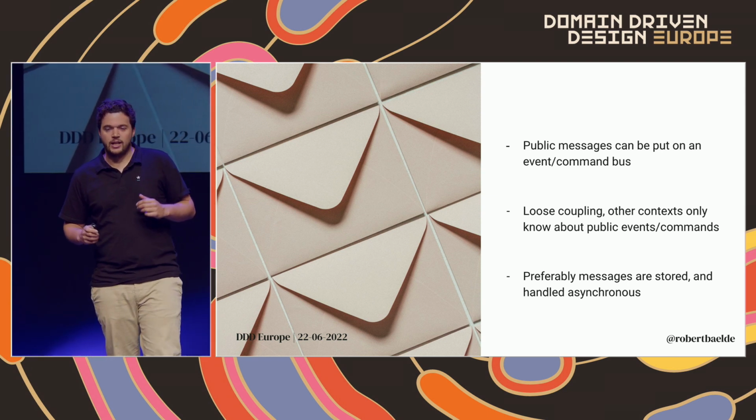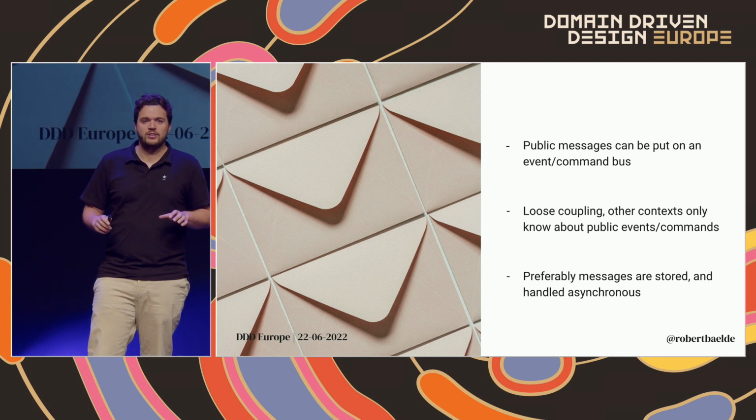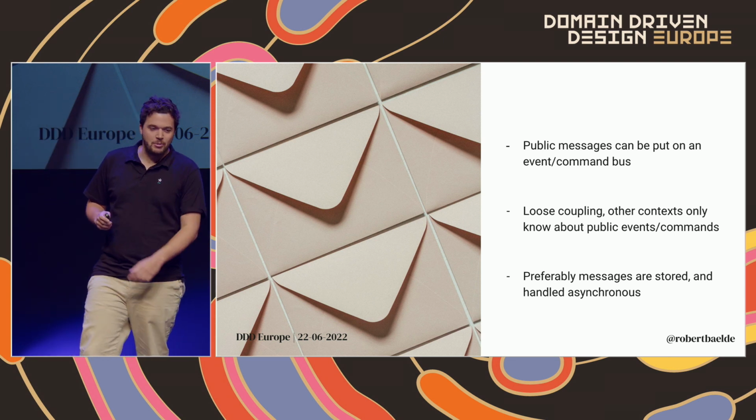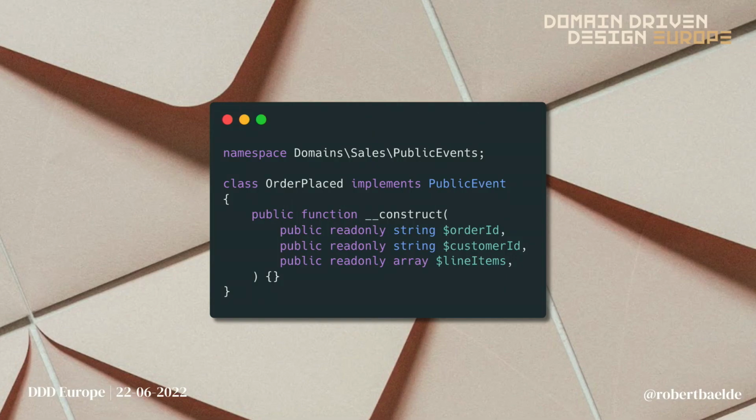So let's look at some code examples. I have to warn you, it's PHP, but it's not that bad anymore. And if you squint your eyes, it just looks like Java, so it will be fine. We have this order placed event, and it has some simple properties on it, properties that allow the consumer to do its thing and know what the event is about.